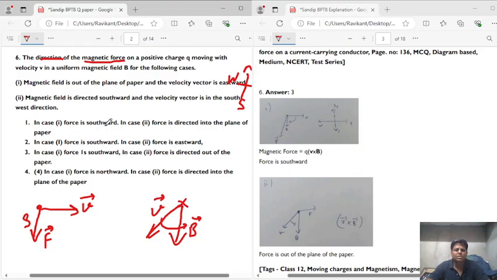So this option is southwards, into the plane of the paper, no. Southwards, eastward, no. Southwards and out of the paper, right. So the correct answer for this question is option 3, that is, in the first case the magnetic force will act in the southward direction, and in the second case, the magnetic force will act in the direction out of the plane of the paper. I hope this solution is clear to all, because we have to visualize the directions. So the correct answer for question number 6 is option 3.